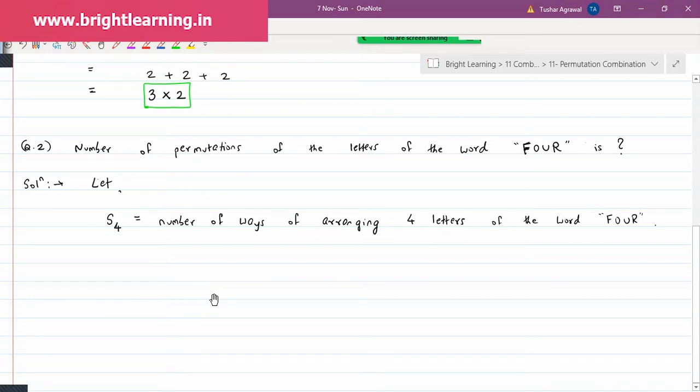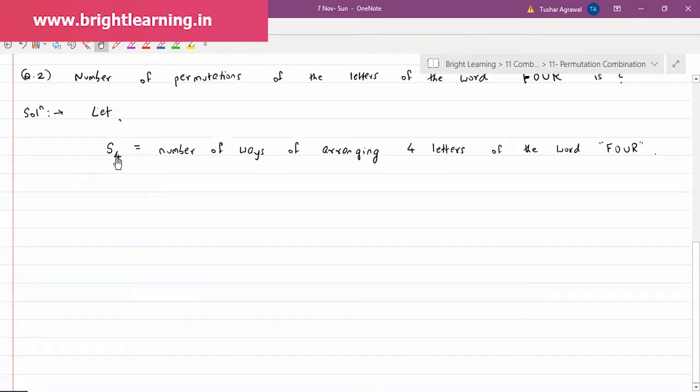Okay, so S3 will be, with this notation, the number of ways of arranging 3 letters, given 3 letters. S2 will be the number of ways of arranging 2 letters. Okay, so just cancel this part.